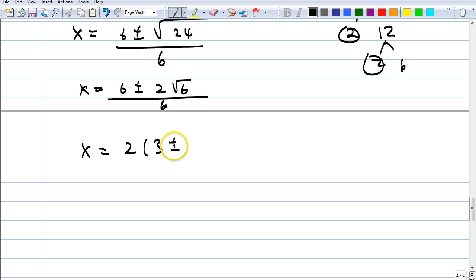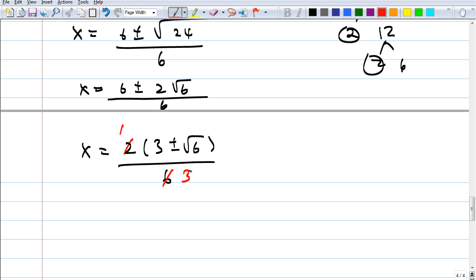And what does that become? 3 plus or minus rad 6 all over 3. And then what can you do here? 2 goes into 2 once, 2 goes into 6 three times. Do you see how I could do that? Because now the 2 is a factor of the whole numerator. I could divide top and bottom by 2. Do you see how you could simplify this a little further?